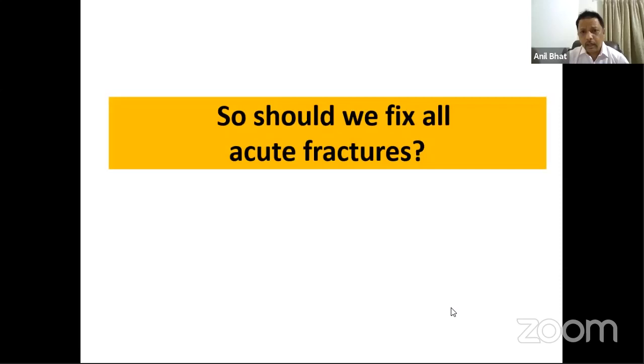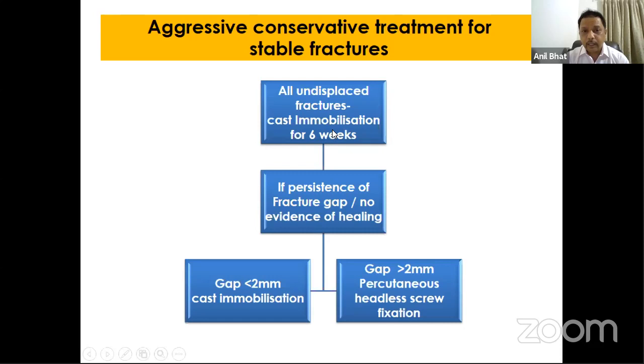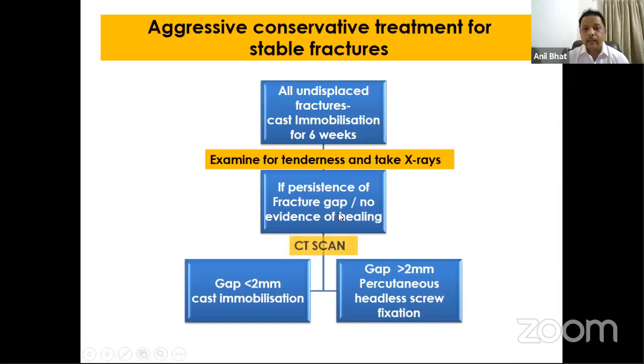So the question now comes, should we fix all the fractures? Not necessary. If they're undisplaced, you can put them in a cast, right? At 6 weeks, when the patient comes back, remove the cast, examine for tenderness, take x-rays. If there is a fracture gap on x-ray or there is clinical tenderness, get a CT scan done. Studies have shown that for those with a gap of less than 2 millimeters, you can further continue cast immobilization for about 2 to 4 weeks. But if the gap is more than 2 millimeters, advise the patient for percutaneous fixation.